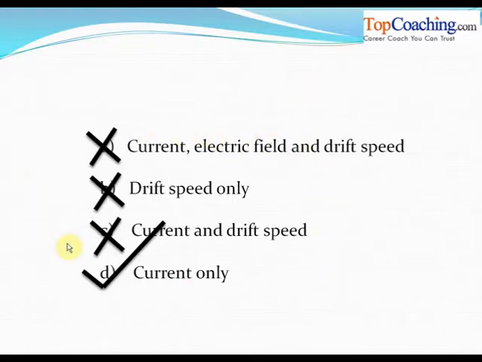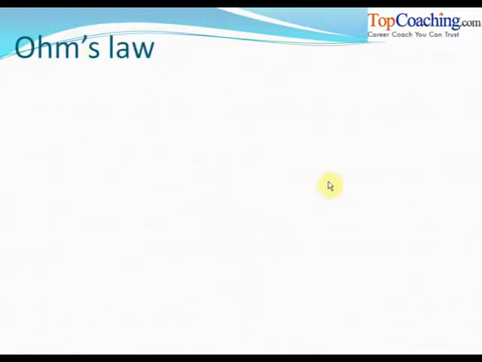So did you see, one IIT JEE problem tested all the concepts that we had studied up till now. Current, drift speed, and how current and drift speed vary as the area of cross section varies. Now that we have understood these concepts, let's move on to the next concept. The next thing we're going to study is Ohm's Law.